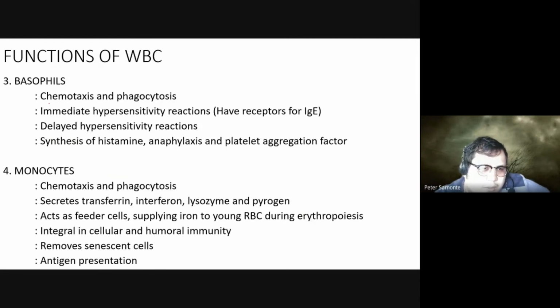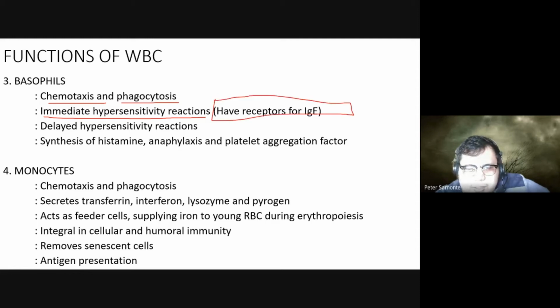Basophils, responsible also for chemotaxis and phagocytosis, responsible for immediate hypersensitivity reactions. So they have receptors for IgE. They can also be responsible for delayed hypersensitivity reaction. Synthesis of histamine, anaphylaxis, and platelet aggregation factor. So immediate hypersensitivity and delayed hypersensitivity.